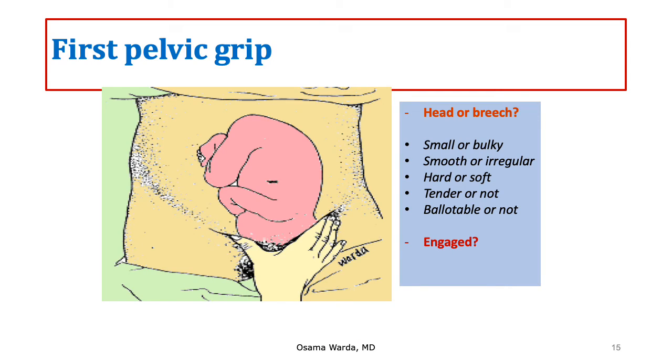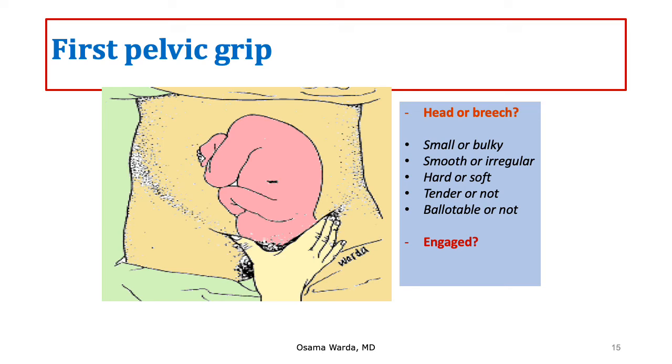We shift to the first pelvic grip. The first pelvic grip is performed to identify two things. The first, to confirm what fetal part occupies the lower uterine segment, and the second, to get an idea about the fetal head engagement. Okay. How to perform?